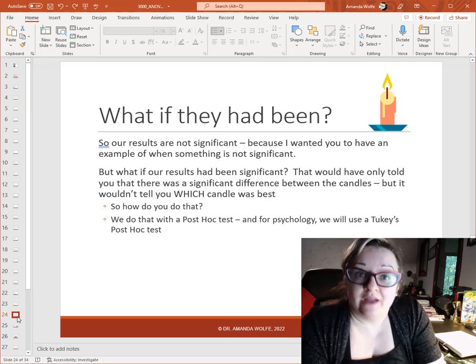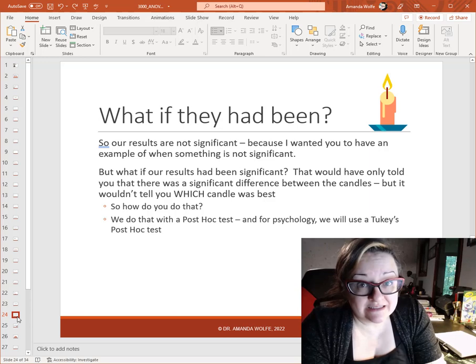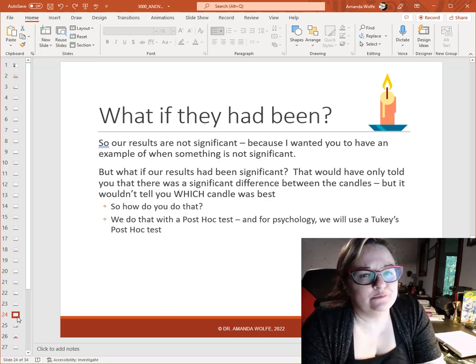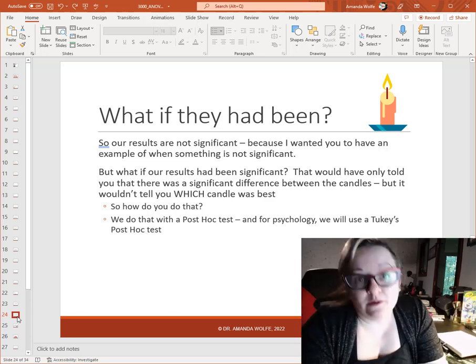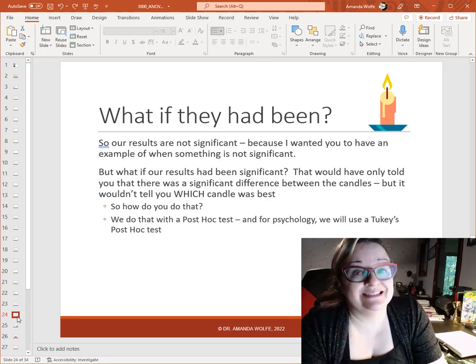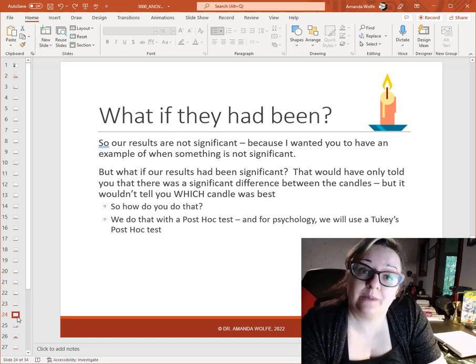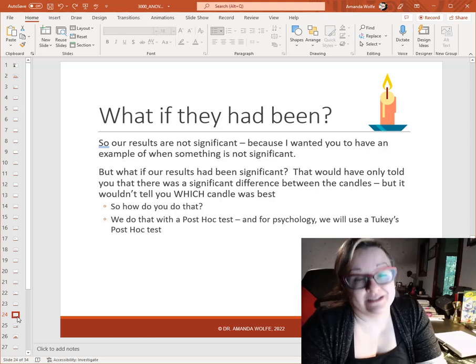Well, knowing that your F value is statistically significant, it's greater than a critical value, is great. But it doesn't tell you which candles are actually performing better. All it says is there is a difference here. A post hoc test is what's going to tell us exactly which candles or which comparisons are significant.